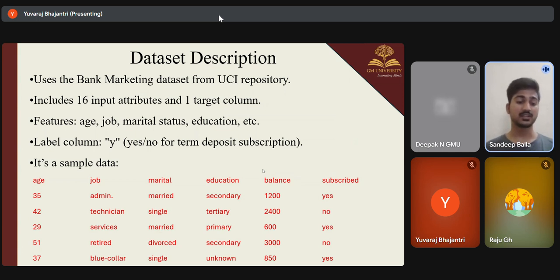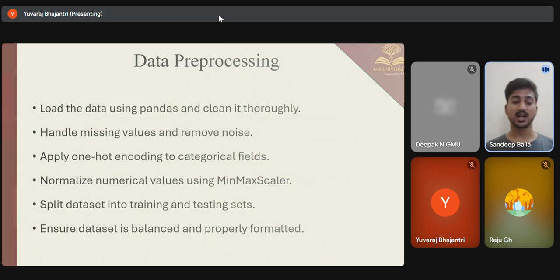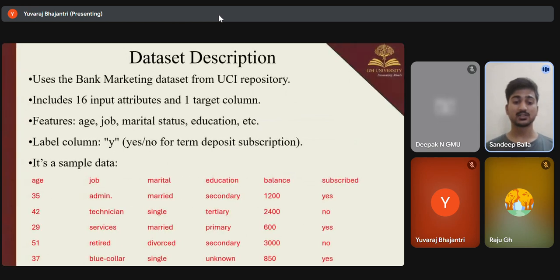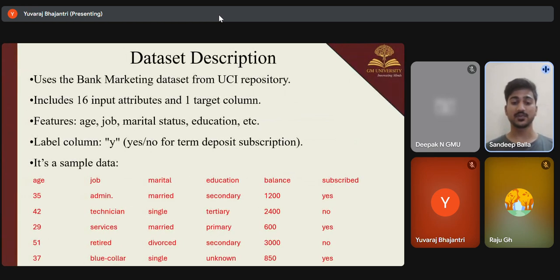For the first one, we have age of 35 years, job is admin, marital status is married, education is secondary, and balance is 1200. Subscribed: yes. Further, we have similar examples like ages 42, 29, 51, 37, and jobs technician, services, blue collar, marital status single, married, divorced, single, and education tertiary, primary, secondary, unknown. Balance 2400, 600, 3850. Subscribed: no, no.